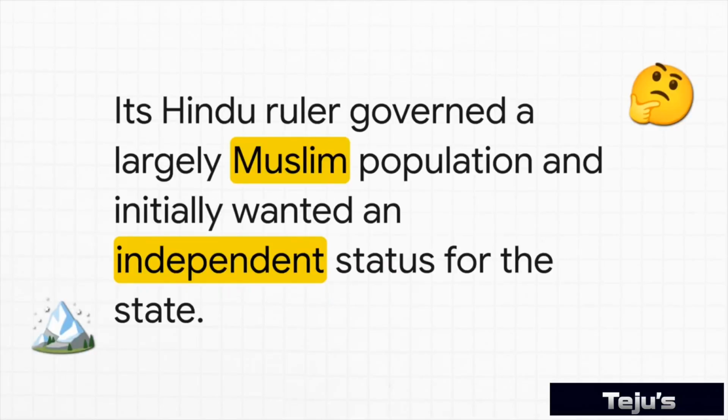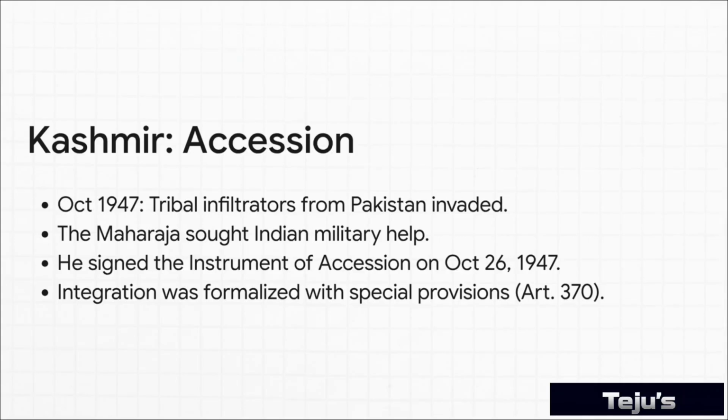And that brings us to the last, and by far the most complicated, case, Kashmir. The situation here was kind of the reverse of Junagadh. You had a Hindu ruler, Maharaja Hari Singh, in charge of a state where the majority of the population was Muslim. And just like the Nizam, his first choice was independence for Kashmir. But his dream of independence didn't last long. In October 1947, tribal invaders from Pakistan poured into Kashmir. The Maharaja's state was collapsing around him. In desperation, he turned to India and begged for military help.